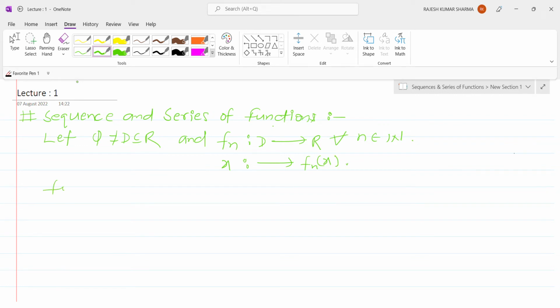For any fixed x belonging to D, the sequence Fn(x), n equal to 1 to infinity, is a sequence of real numbers.